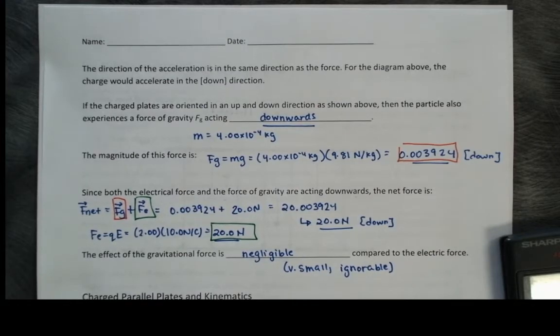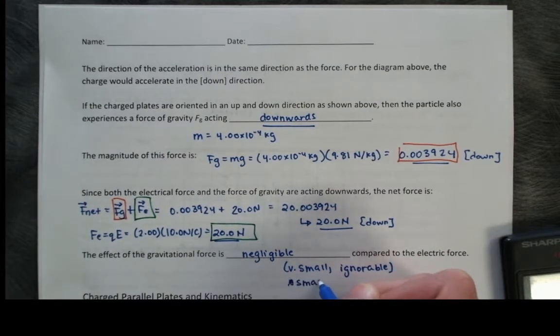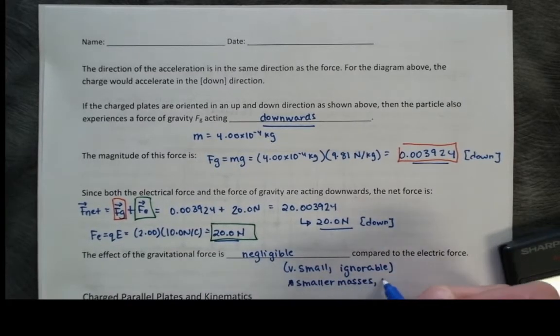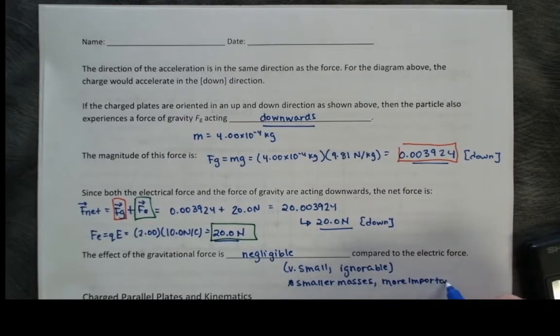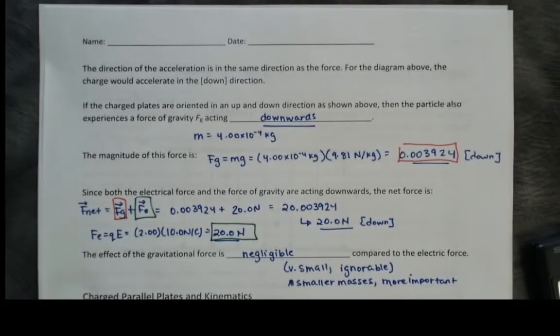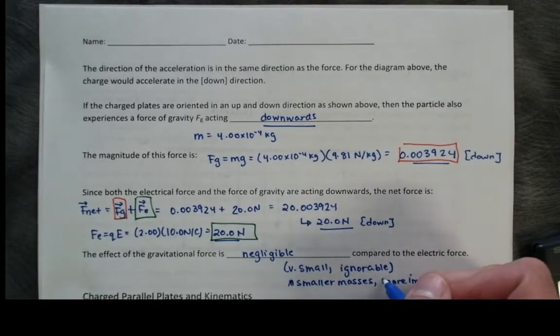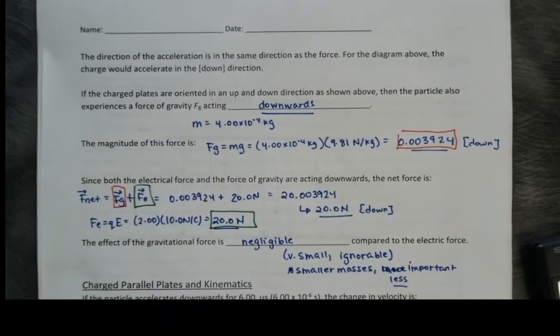Now, when we're talking about electrons, electrons are extremely small in mass, so it is important to take into account gravity. So small mass, smaller masses, it's more important. Wait, it's less important. Sorry, guys.